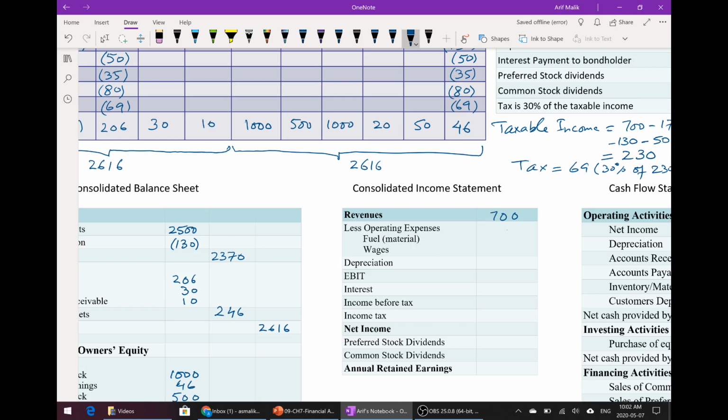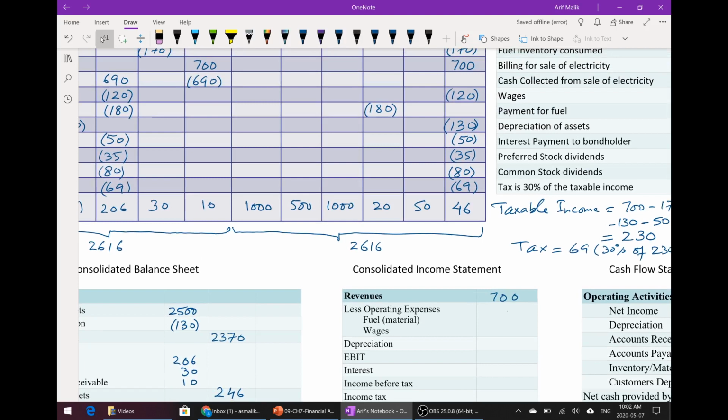And then we have fuel and material, which is 170. Consumed expenditure, wages was 120, and then we have depreciation. Depreciation was 130. Then earnings before interest and tax becomes 280. EBIT, earnings before interest and tax.